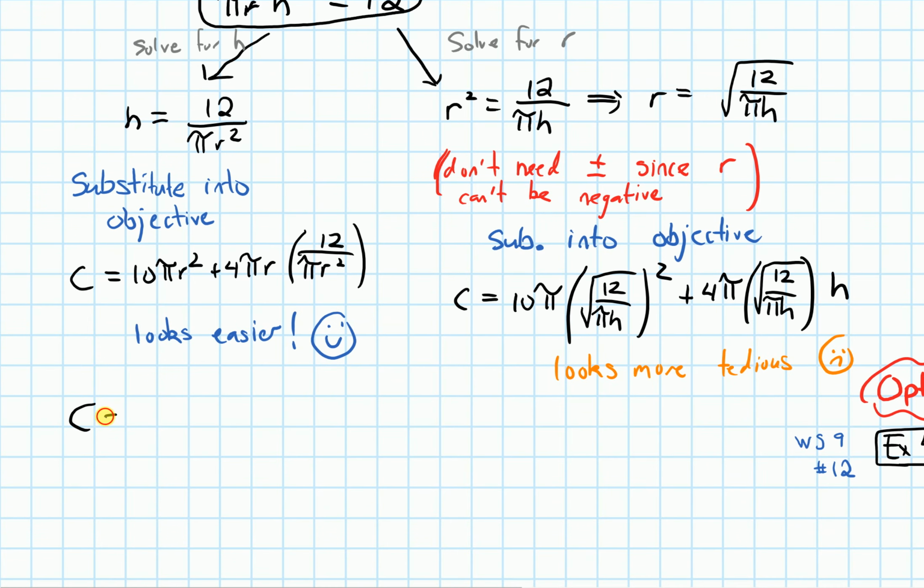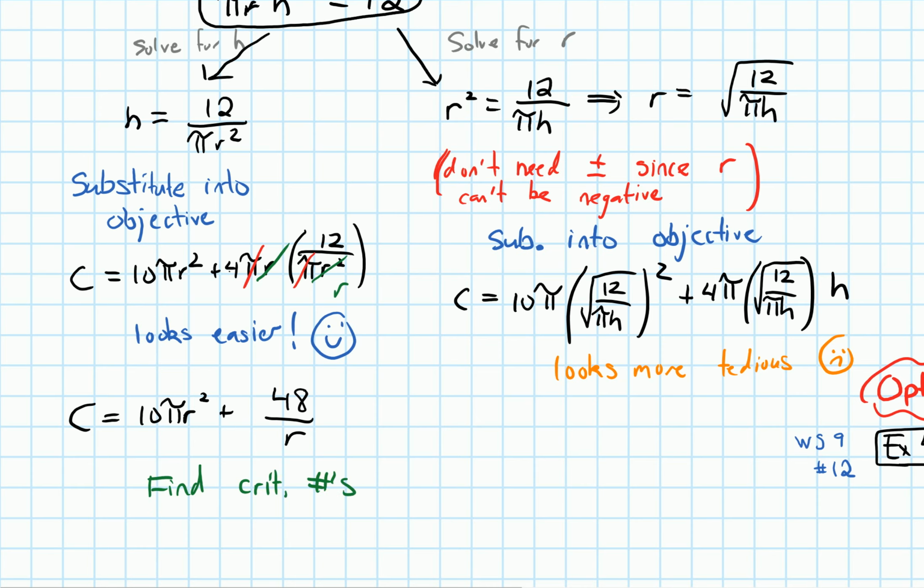So we get the cost equals 10 pi r squared plus, and with the next term, we'll get a little bit of cancellation. 4 times 12 is 48. The pi's will cancel, and one of the r's will cancel. So this r will cancel away, and on the bottom, I'll be left with an r. So we get 48 over r. All right, so that's my cost function. And we got it in terms of one variable. So once we have that, now we are ready to find our critical numbers.